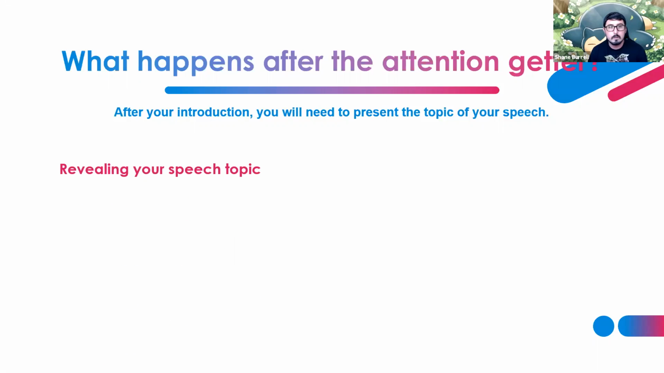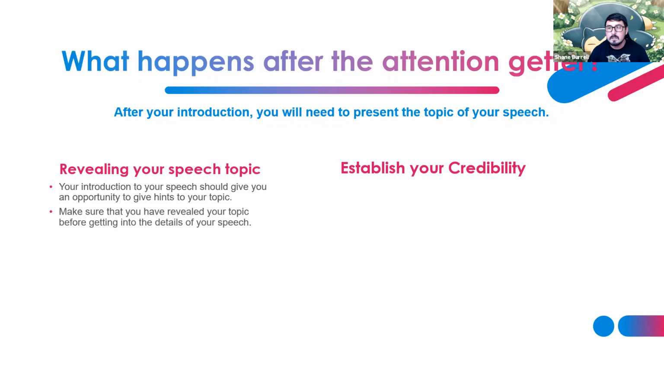All right, so in revealing your topic, the first thing you should do is definitely establish your credibility. With revealing your topic, your introduction should give you an opportunity to give hints with that. Your attention getter should be something quirky that's going to allude to what your actual topic might be. But then in your introduction, you're going to be able to just throw out what your topic is about.